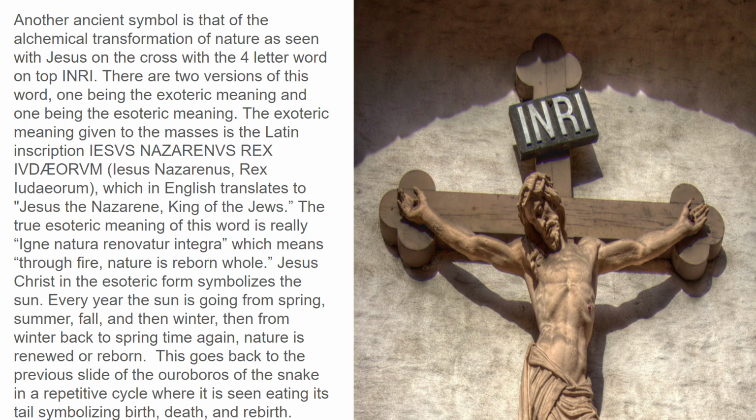Jesus Christ, in the esoteric form, symbolizes the sun, and every year the sun is going from spring, summer, fall, and then winter. Then from winter back to springtime again, nature is renewed or reborn. This goes back to the previous slide of the Ouroboros of the snake in a repetitive cycle where it is seen eating its tail, symbolizing birth, death, and rebirth. There's also the King Arthur story as well of him dying. Very symbolic.